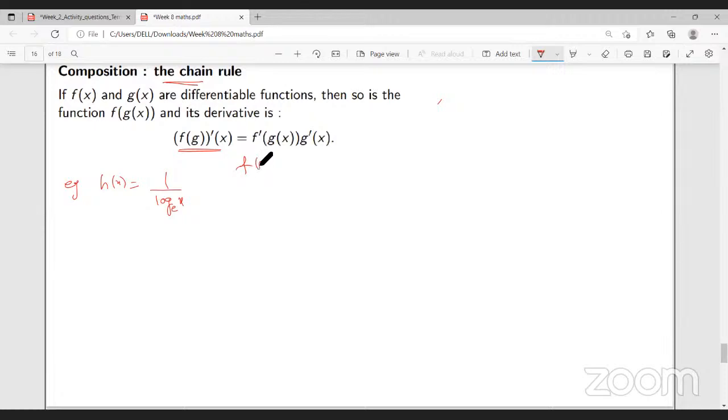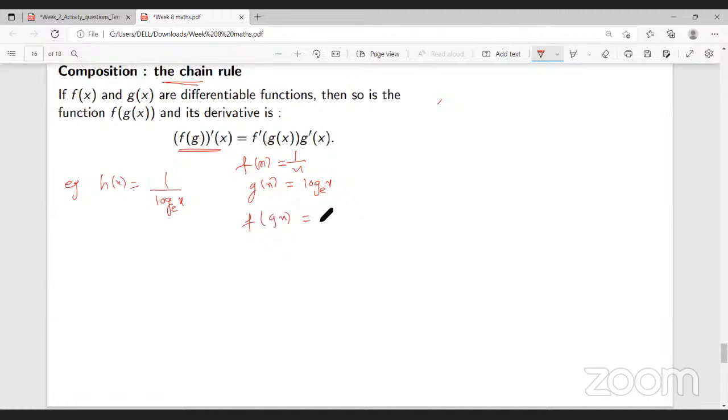Can I say my f of x is 1 by x and g of x is log of x, right? And then f of g of x will be 1 upon log to the base e of x, right?